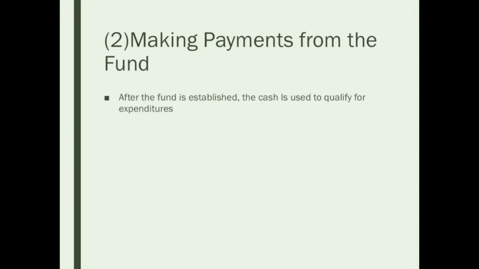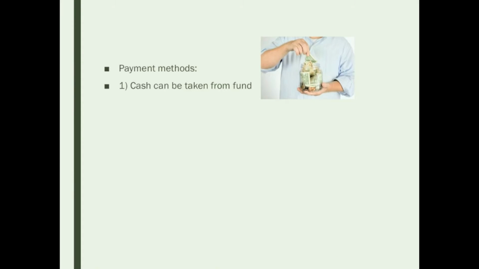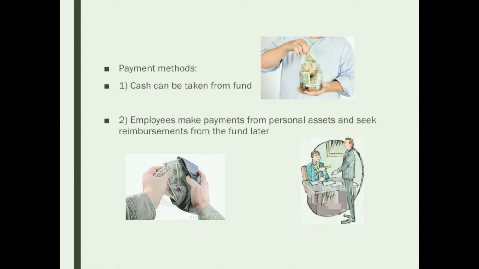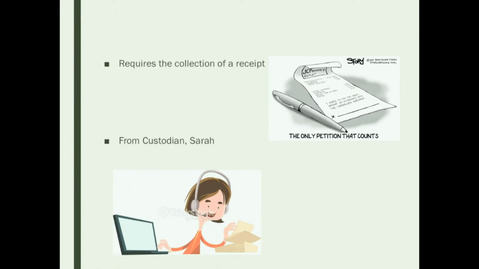Number 2, after the fund is established, the cash is used to qualify for expenditures. The payments for these expenditures are made in two ways. Firstly, the cash can be directly taken from the fund to make the payment. Secondly, employees can make payments from personal assets and they can seek reimbursement from the fund later on. However, it is important to note that both methods require the collection of receipts from the custodian, which in our case is Sarah.